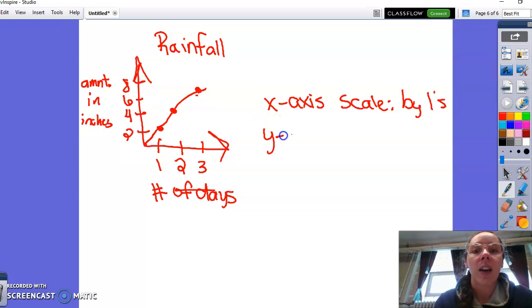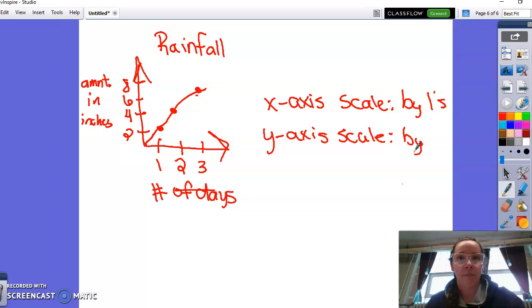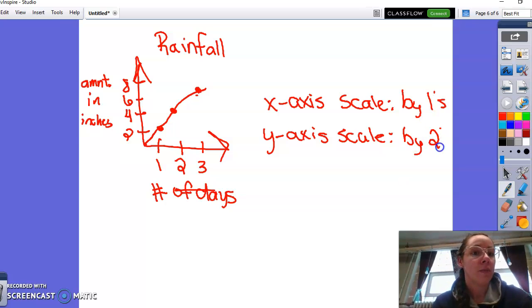So what scale are we going by for the y-axis then? By what? By 2s. Oops. Really sorry about this, you guys. By 2s. There we go.